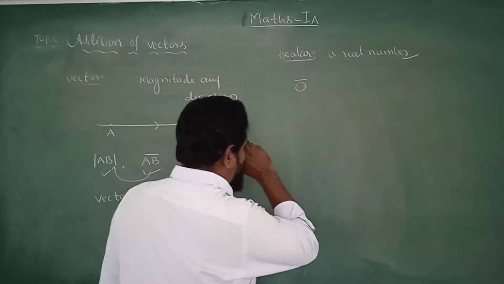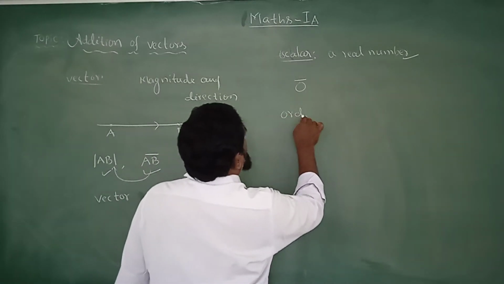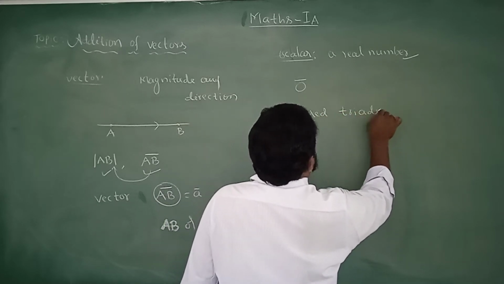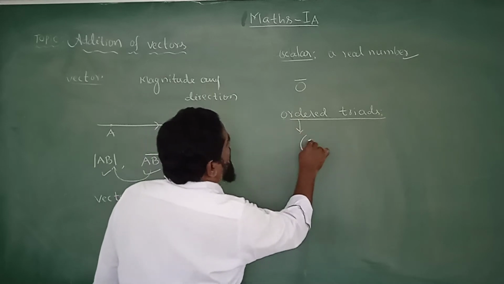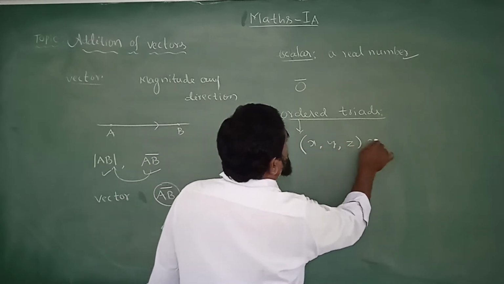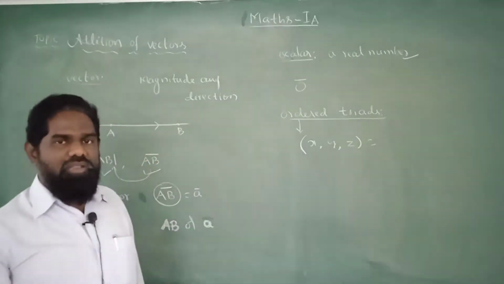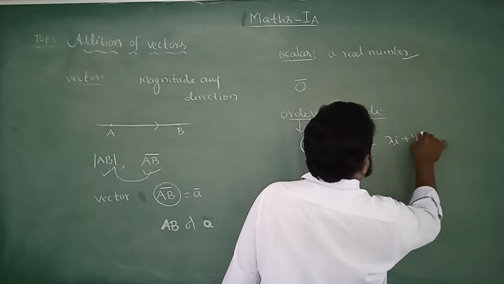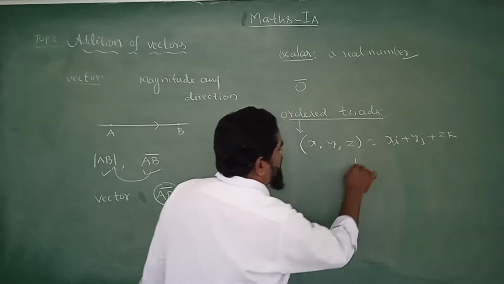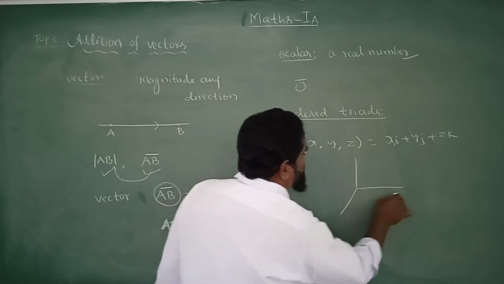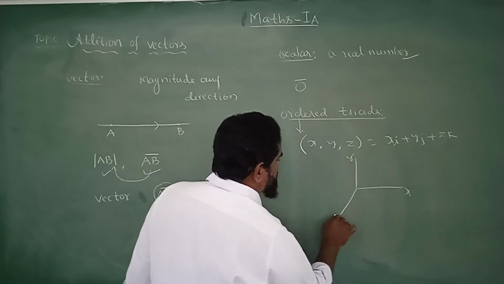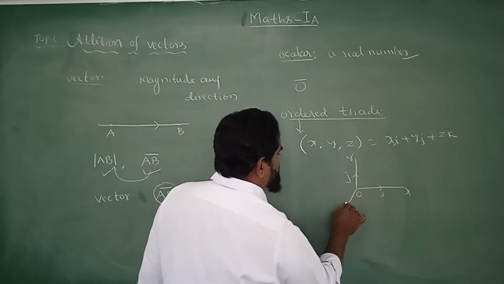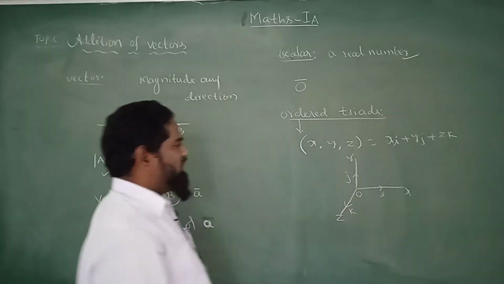Now next we have ordered triads. This is called a triple, an ordered triad x, y, z. It can be taken as xi plus yj plus zk, in three-dimensional geometry. In the direction of the x-axis, the unit vector is i, the y-axis j, and in the direction of the z-axis k.